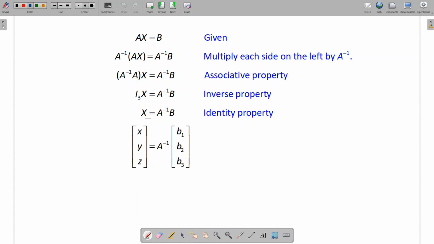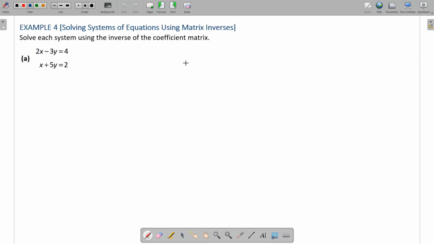So if we break this back down, matrix X was just the column matrix with the variables in it. And then this product would be whatever matrix A inverse is times the constants. So if you form that product, it will give you a column matrix that will tell you what X, Y, and Z are all equal to. So let's give that a try.